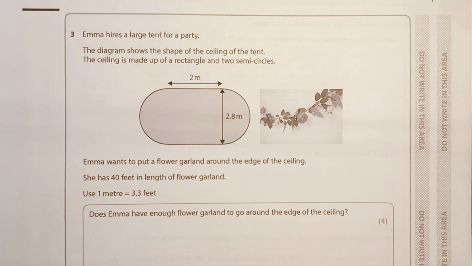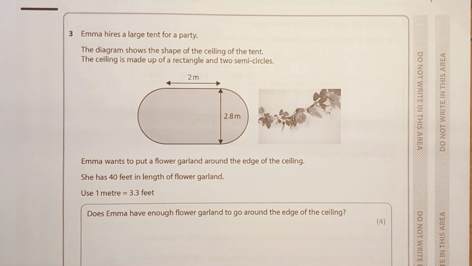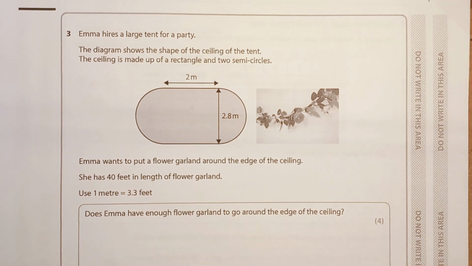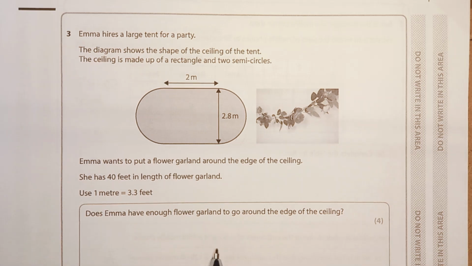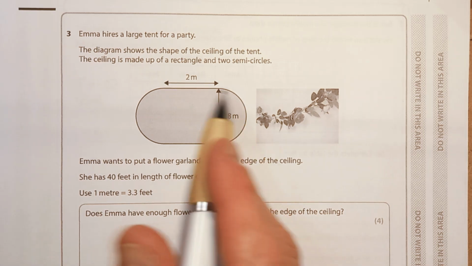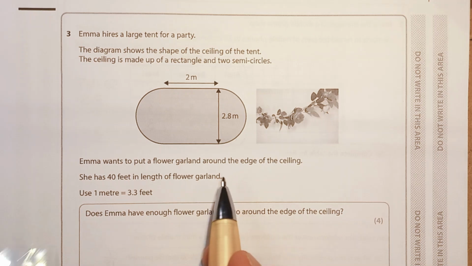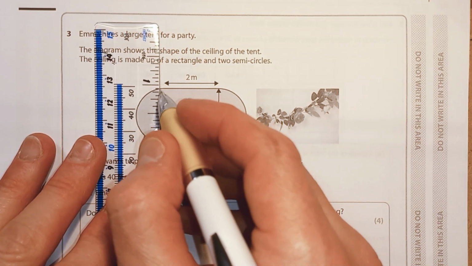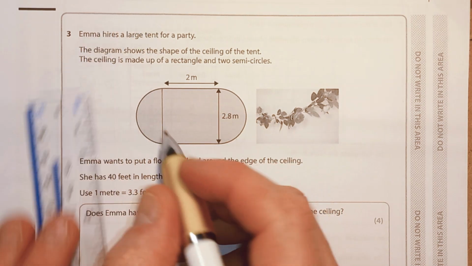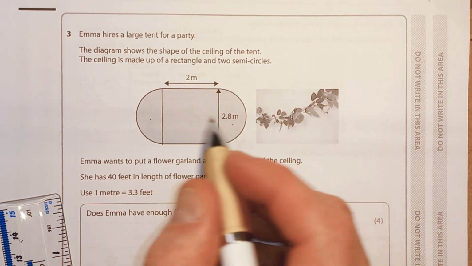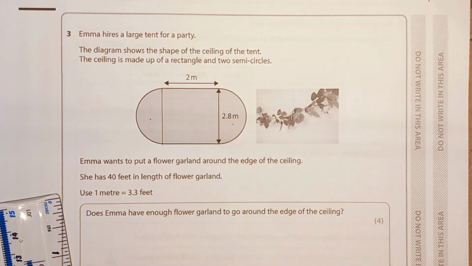Question 3. Emma hires a large tent for a party. The diagram shows the shape of the ceiling of the tent. The ceiling is made up of a rectangle and 2 semicircles, as we've got on here. What I'm going to do actually is just draw a line down here, so we can see we've got one semicircle here, another one here, and this is our rectangle.